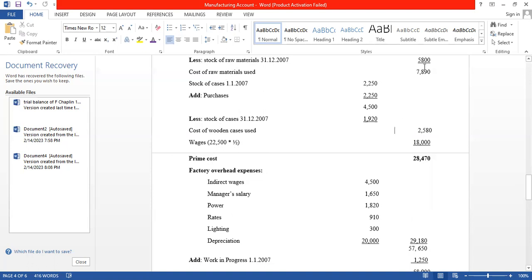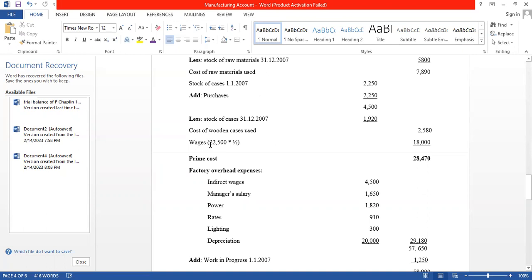So we put together 2,250 times 2 equals $4,500. And we subtracted $1,920 from the $4,500, and we were left with $2,580. Now we're going to add this figure to this amount here.